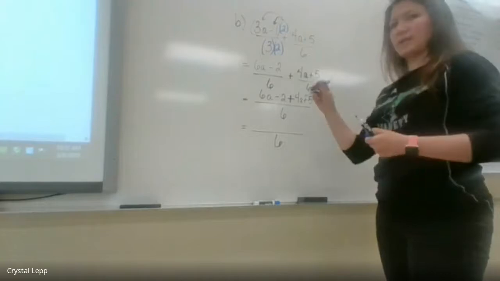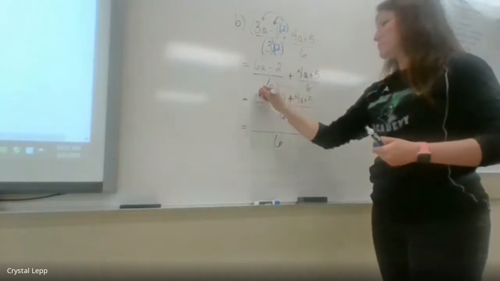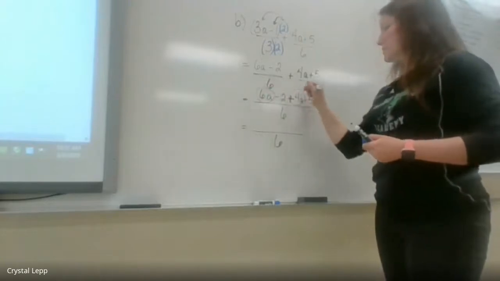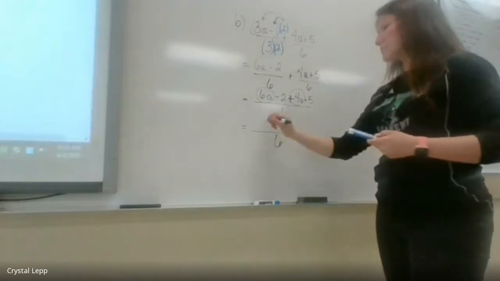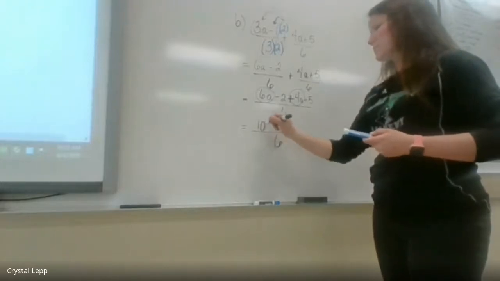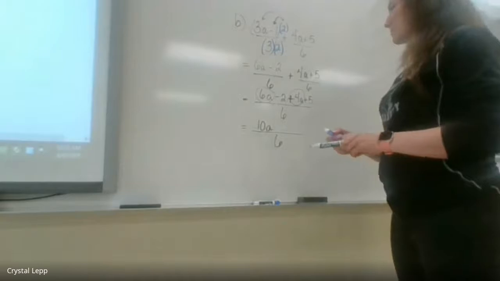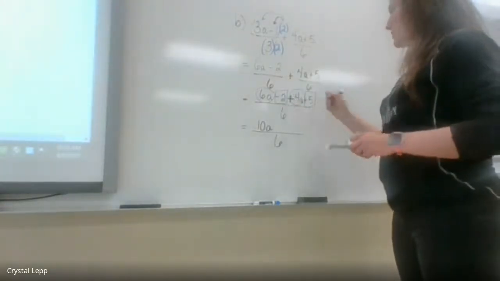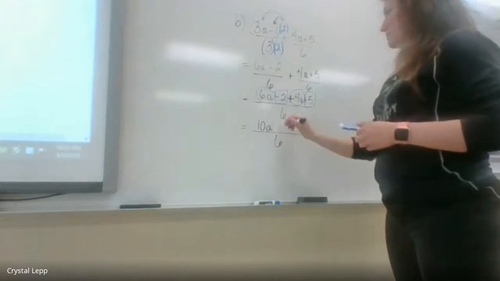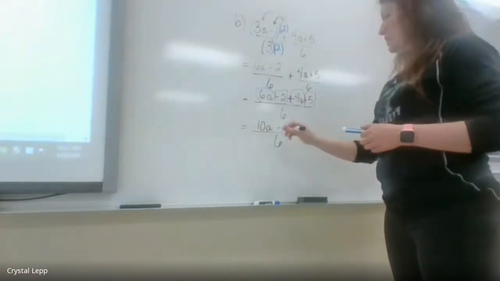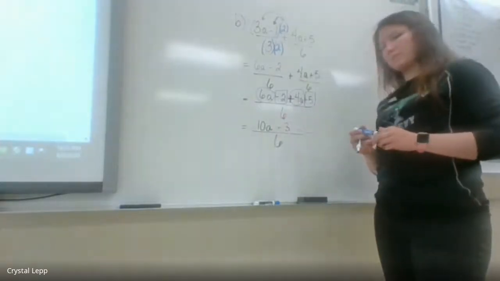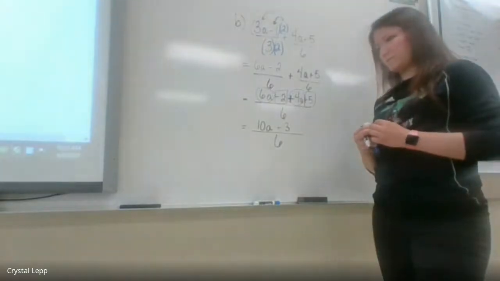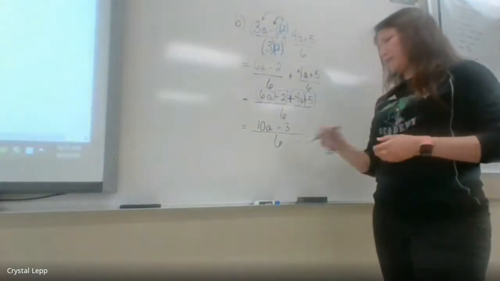So I'm going to get 6a plus 4a, which is 10a. And then minus 2 plus 5 is plus 3. Can I take anything out of 10a plus 3, a GCF of any sort? Nope, so it stays 10a plus 3 over the 6.